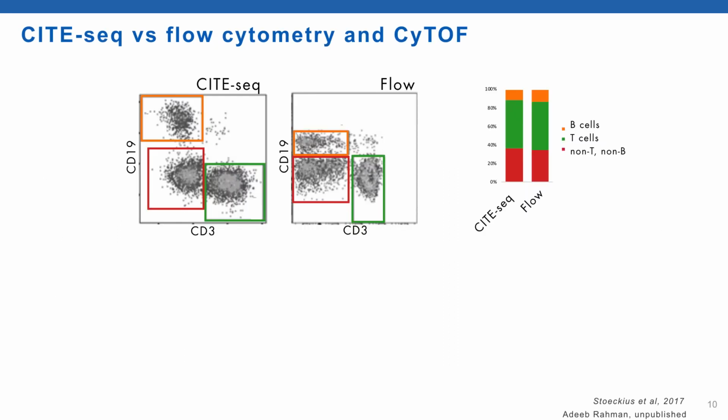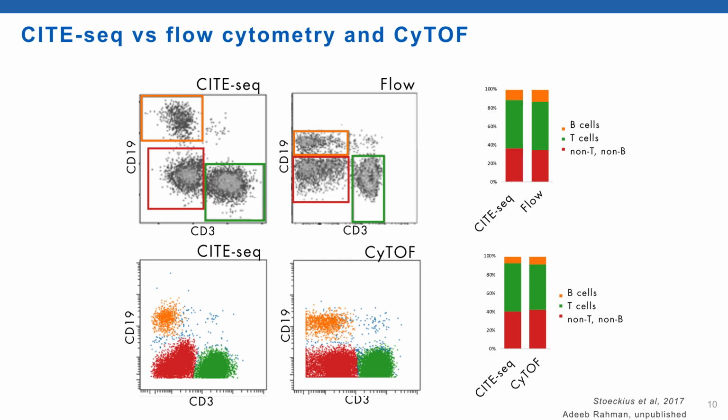A couple of technical points about CITE-seq. We wanted to show how it compares to flow cytometry and CyTOF in terms of protein detection. If we took the same cells and performed CITE-seq and flow, just in terms of whether it detects the same cells in the same proportions, the answer is yes, it does. They're basically indistinguishable in terms of B cells, T cells, non-T, non-B, just a very simple CD19 versus CD3 representation. And if we do the same analysis with CITE-seq, we again see essentially indistinguishable detection of cell numbers.